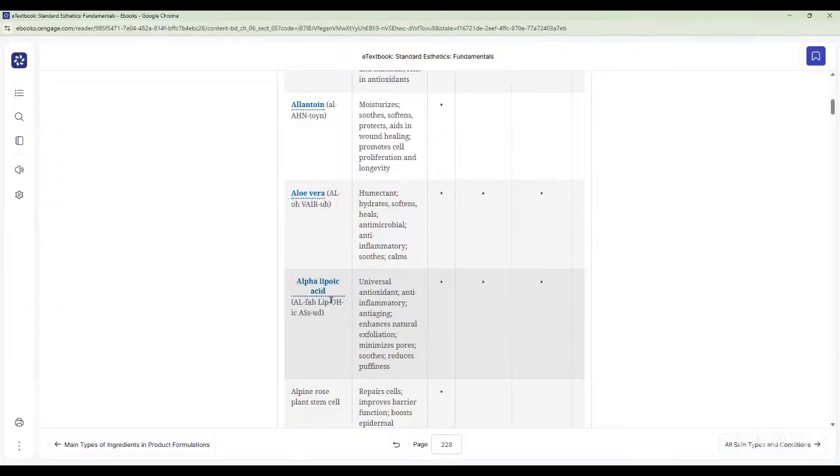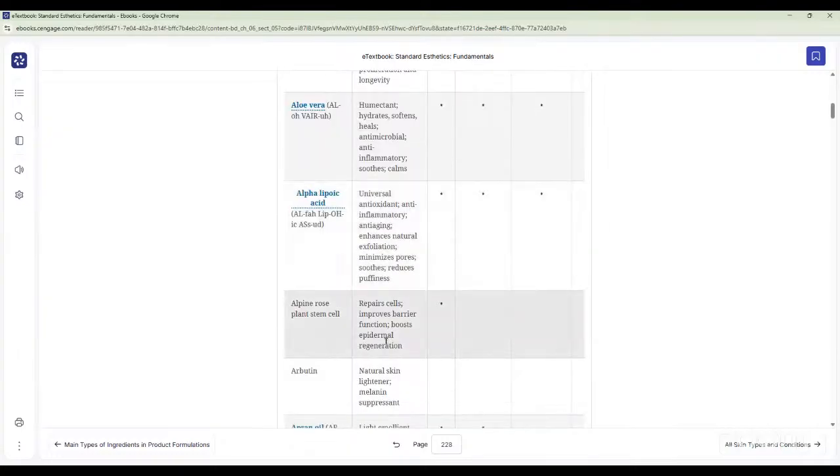Apolific acid: universal antioxidant, anti-inflammatory, anti-aging, enhances natural exfoliation, minimizes pores, soothes, reduces puffiness. It says a universal antioxidant, which means nine times out of ten it's going to be great for all skin types, especially for aging skin. As you age, the skin gets older, but it loses its elasticity, it loses its plumpness. So aging starts to set in. So this is anti-aging. It enhances natural exfoliation, so it gets rid of old dead skin cells. So also this is great for oily skin.